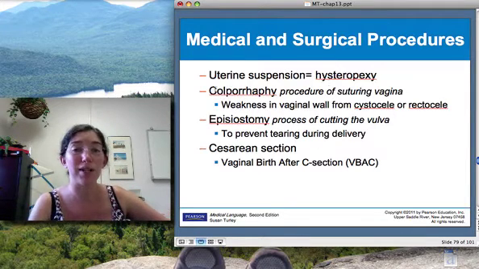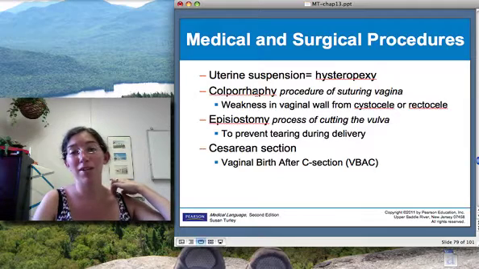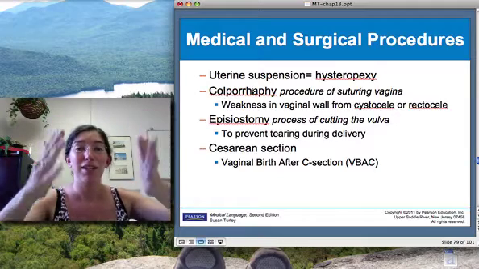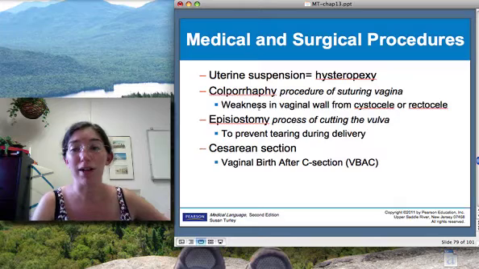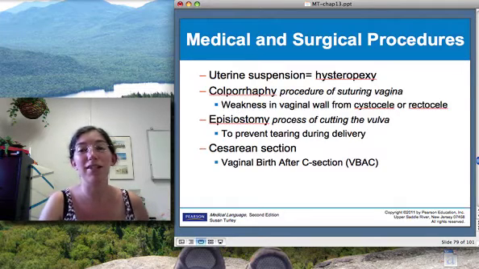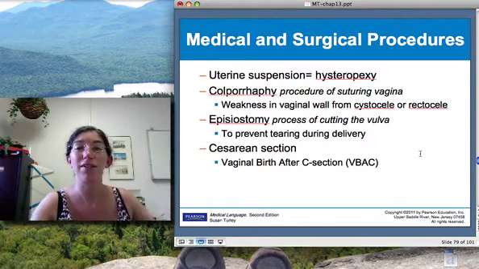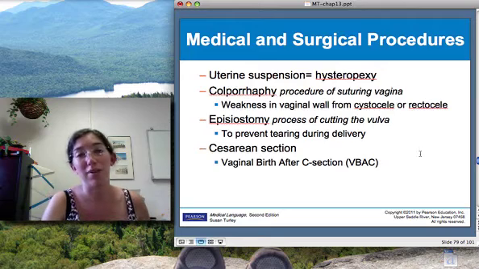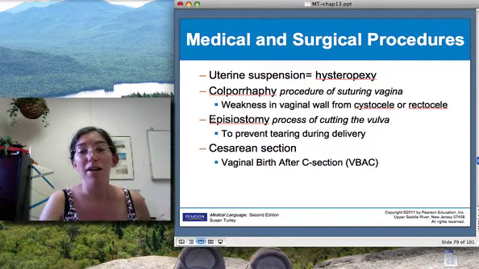Colporrhaphy, I feel like I mentioned that like 3 times already, a procedure to suture the vagina if it's torn. And when I'm talking about the vagina, I'm talking about the inside, the walls of the vagina, particularly in the case of a cystocele or rectocele, when either the bladder or the rectum are herniating in.